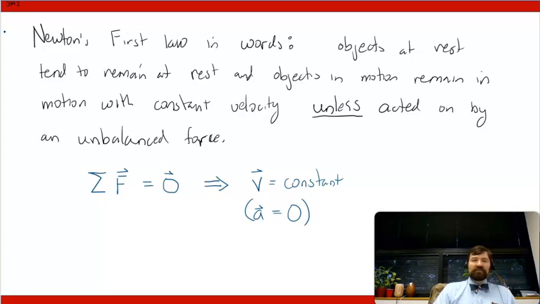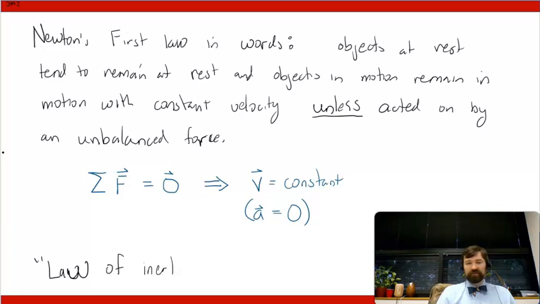So this is sometimes called the law of inertia, and the reason being that this tendency to remain at rest, or this tendency to remain in motion with a constant velocity, is sometimes referred to as inertia. And we measure inertia with a quantity called mass. That again may be for a different video. So this is Newton's first law in words. This is Newton's first law in equations.